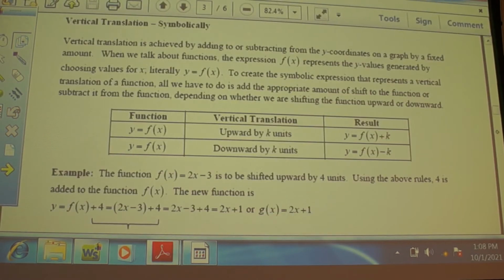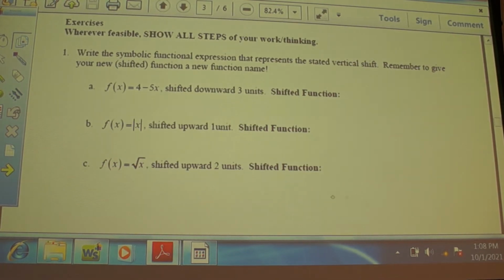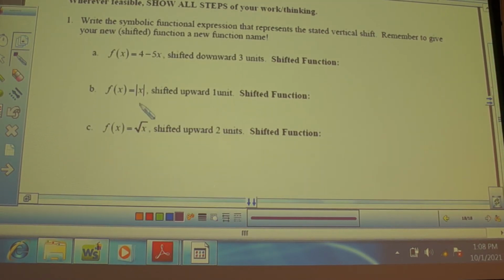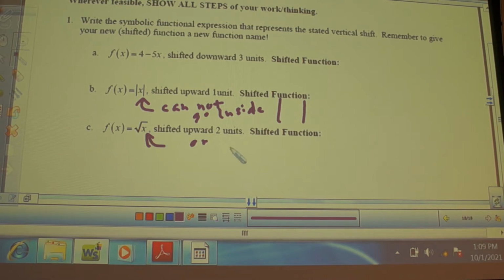So you guys are going to do this one. Right, so you're going to do all these ones. Okay, so here's the thing. You cannot go inside an absolute value function or a square root function. You can't go inside it. So you're just going to put it on the outside and you're done.